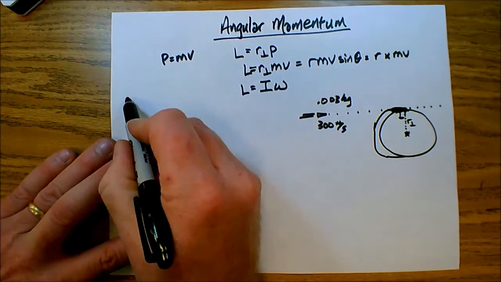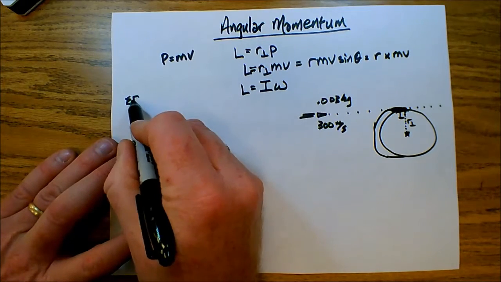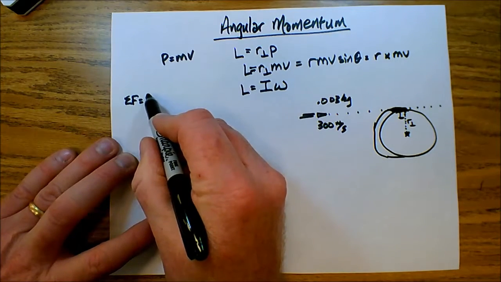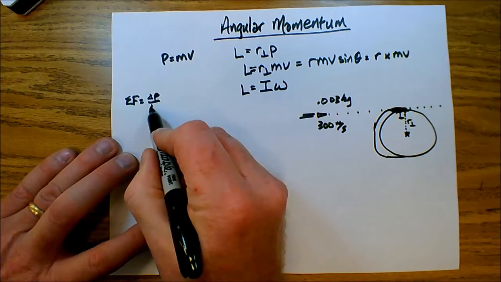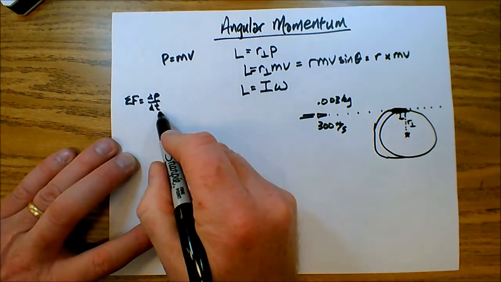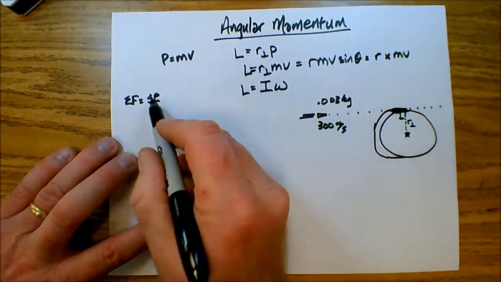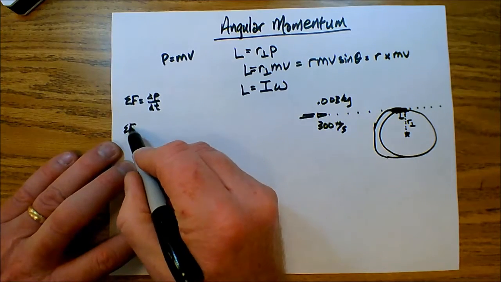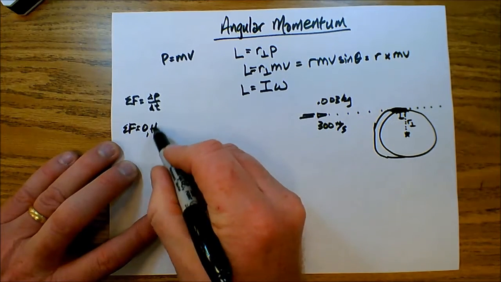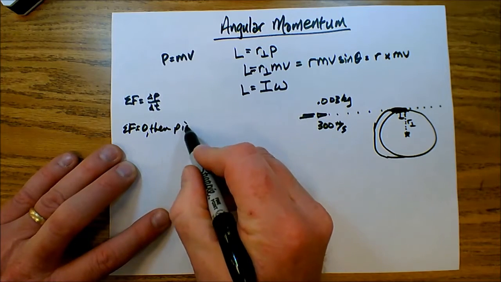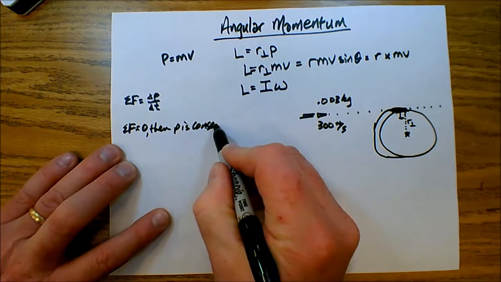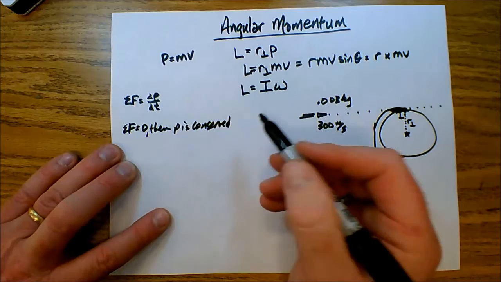Now, a couple of other interesting things. With linear momentum, the net force was equal to the rate of change of momentum, so delta p over delta t, or dp dt, which meant that if the net force is 0, then momentum is conserved. We have conservation of momentum that way.